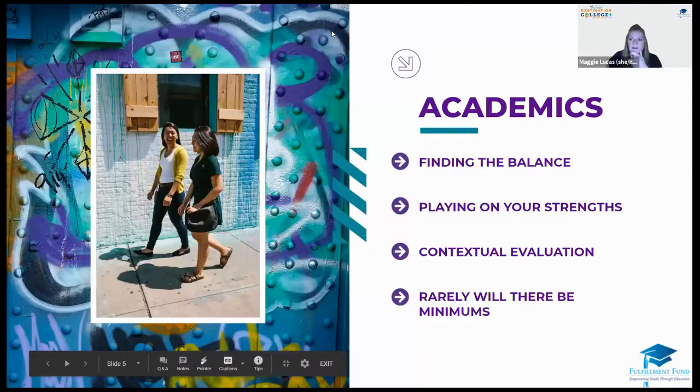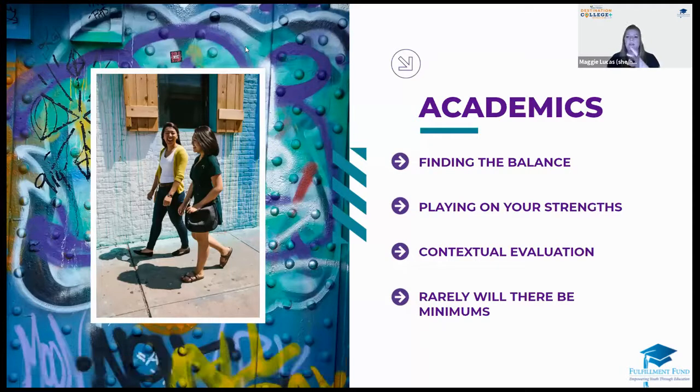So let's talk about the academic section. I think that when it comes to the academic review, the first thing that I always recommend to students is, as you're thinking about what classes to take, it is never about, this comes back to quality over quantity, it's never about taking the most amount of honors classes or the most amount of AP classes. It's about finding that balance, taking challenging classes in areas where you feel like you can excel.